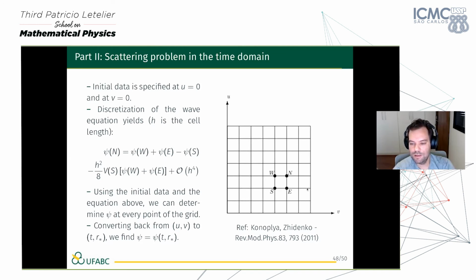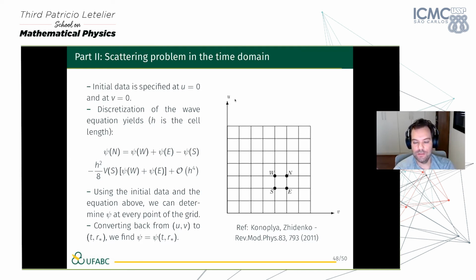Then you go to the next line. So you know what the function is here, here, and here. Then you find it here. I hope you can see my mouse, otherwise it will be hard to understand what I'm saying. But if you know it here, here, and here, then you find it here, up here, and so on. So you keep going up on the lines, and in the end you find the function at all grid points.